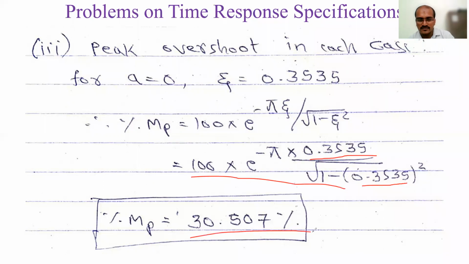You will get 30.507 percent. Keep it in percent. If you do not multiply by 100, it will come as 0.305 like that. So you have to multiply with 100, then you will get it in percentage. Normally peak overshoot you keep in percentage. Hope you got this.